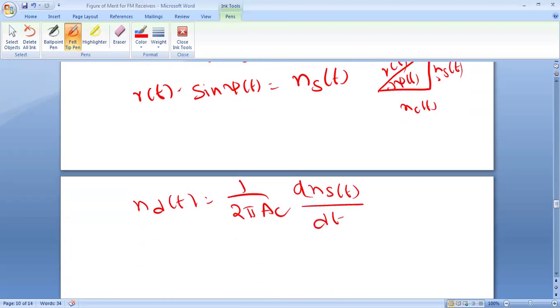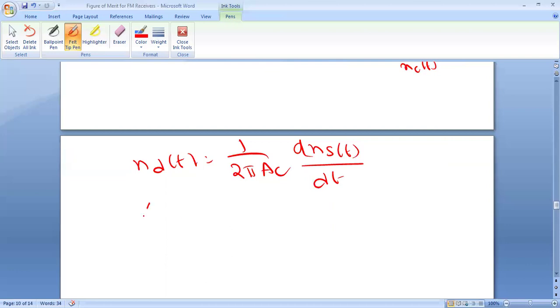Now, let us apply the Fourier transform here.